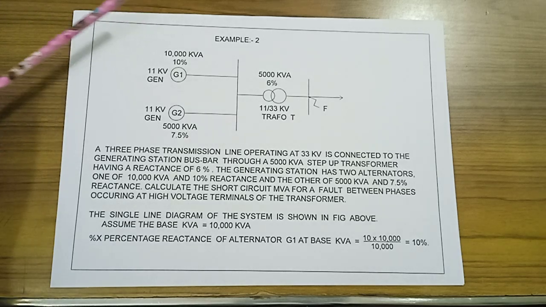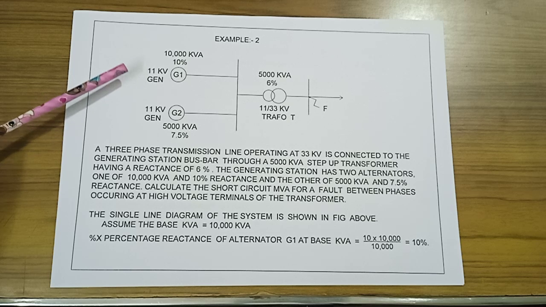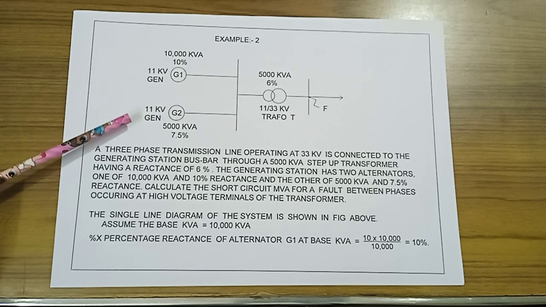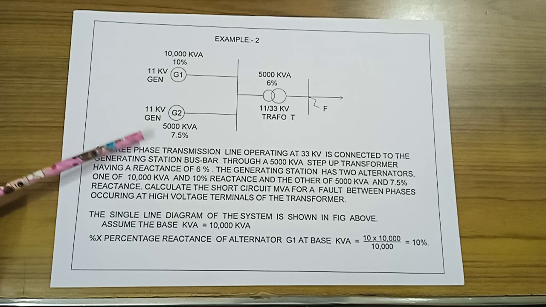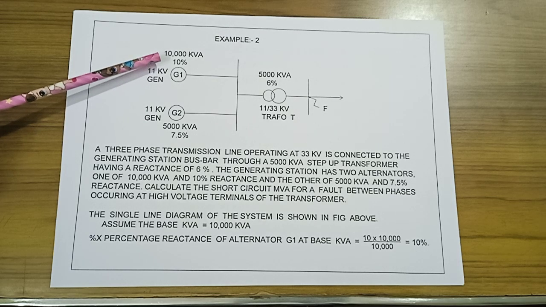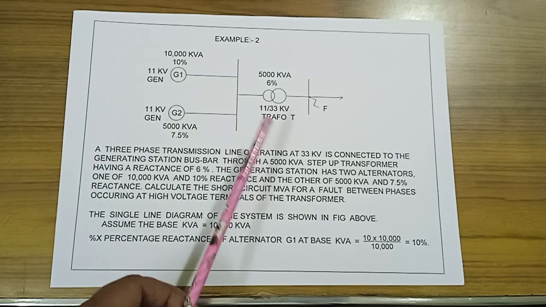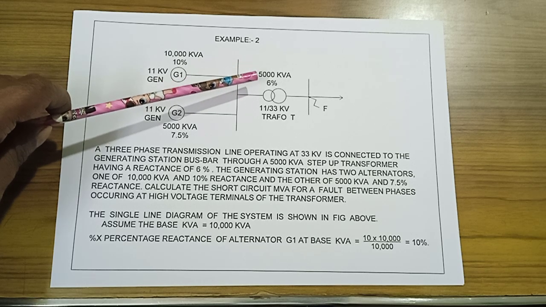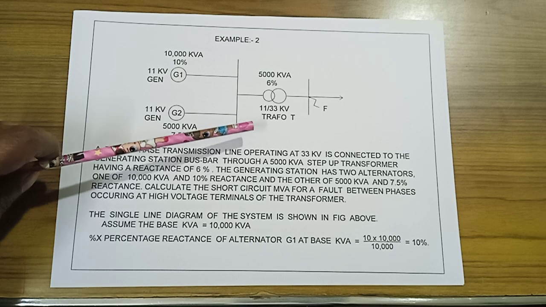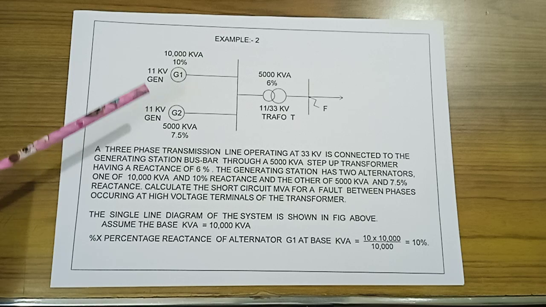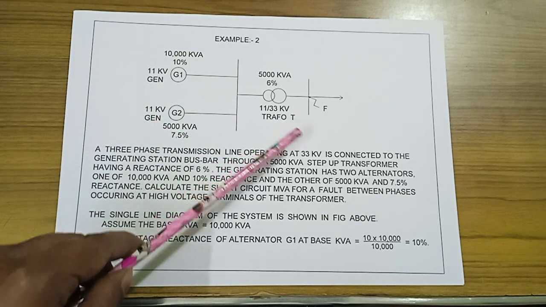Here is another example, example 2. There are two generators, G1 and G2. One is 10,000 kVA, 11 kV, and the second one is 5,000 kVA, 11 kV, and this is 7.5% percentage reactance, and this percentage reactance is 10%. They are supplied to a 5,000 kVA, 6% percentage reactance, 11 by 33 kV transformer T, and here is the fault point. These two generators supply power to this 11 by 33 kV transformer.